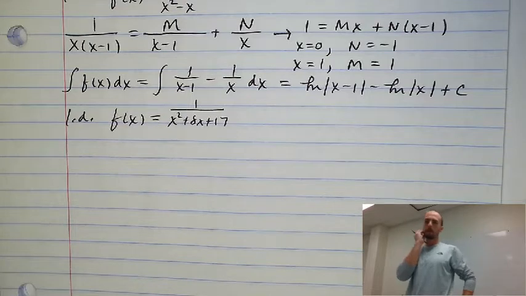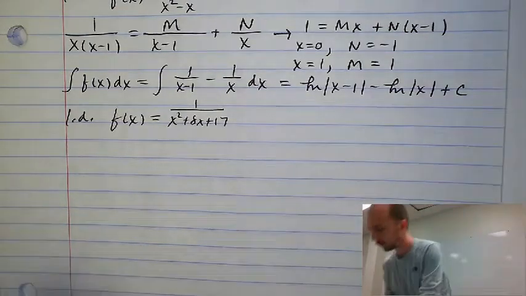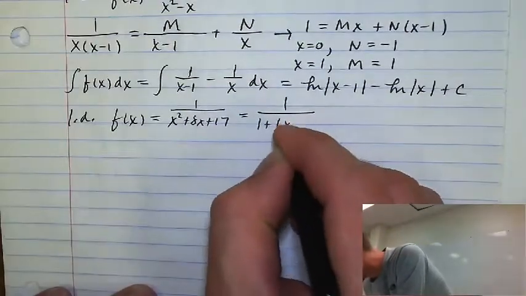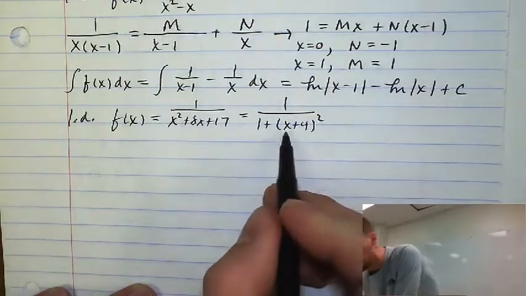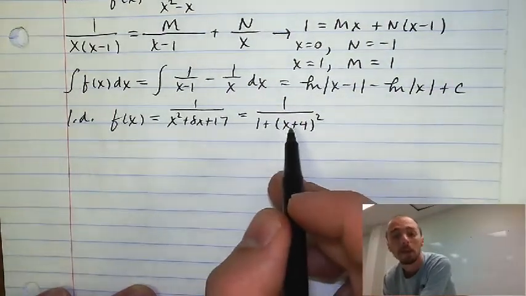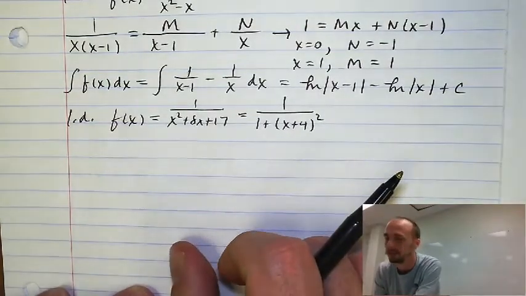This is just barely off from 1 over x plus 4 squared, right? So I'm going to write this as 1 plus x plus 4 squared, right? Because x plus 4 squared would be x squared, 8x, and 16. And then the antiderivative of 1 over 1 plus u squared is arctangent of u.